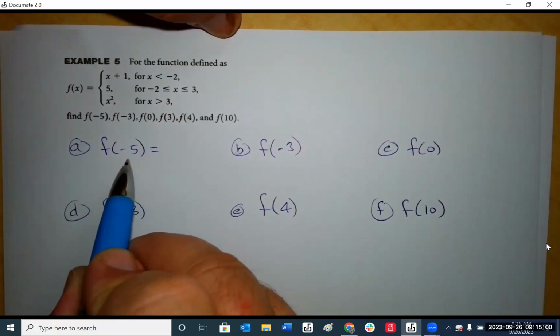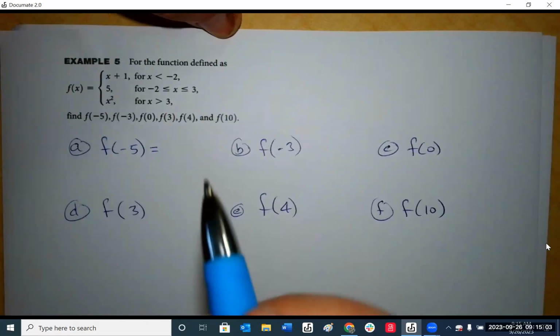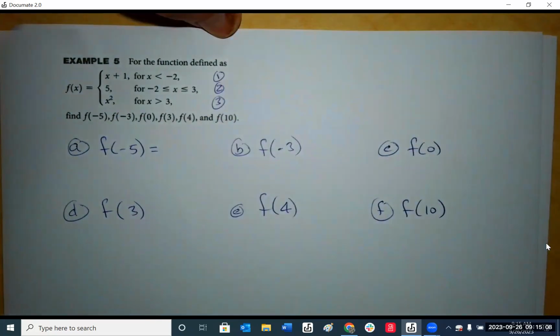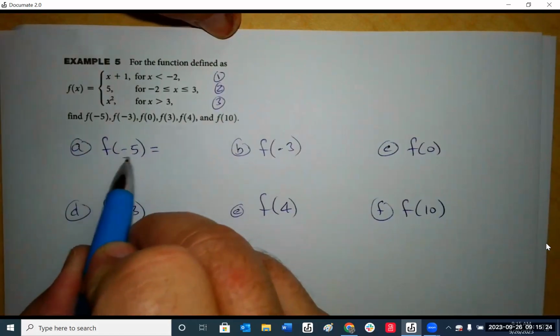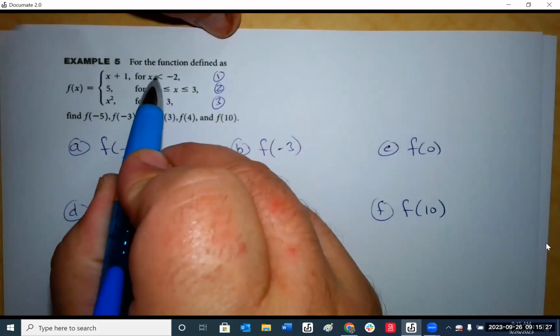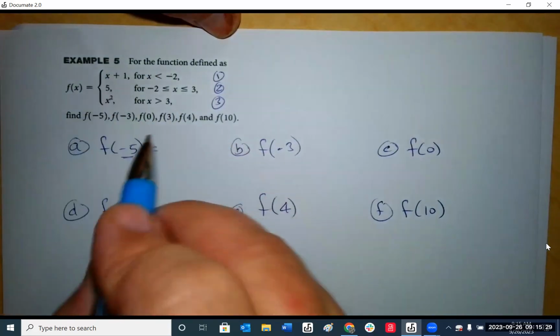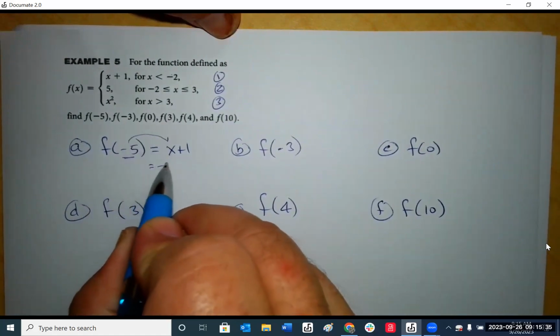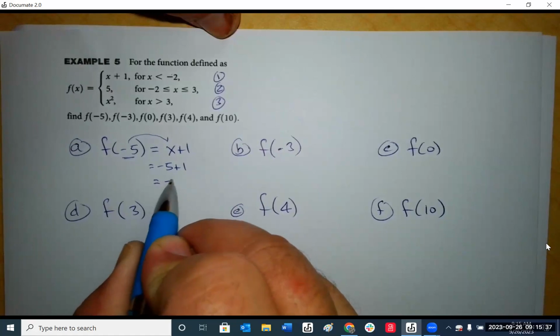So the first one, which one of these three equations do we use? Equation 1, equation 2, or equation 3? Why? Very good. Because our x is -5. The only one it satisfies is x is less than -2. So we use this one. So this one, we use x plus 1. So we have -5 plus 1 is equal to -4.